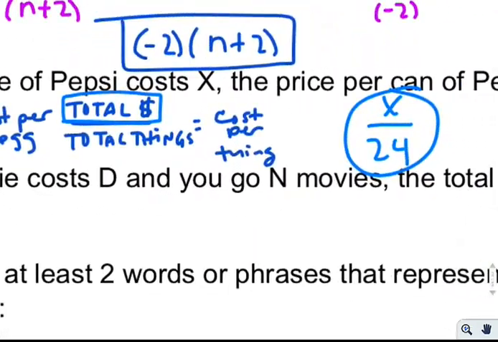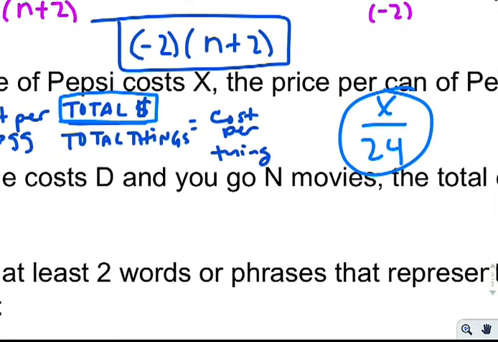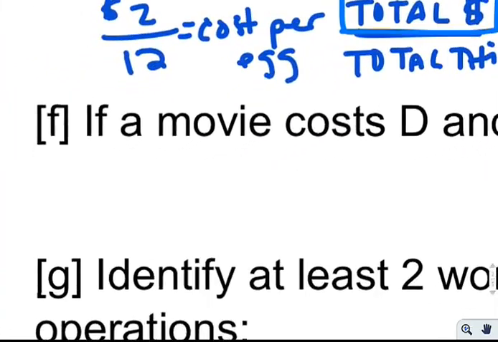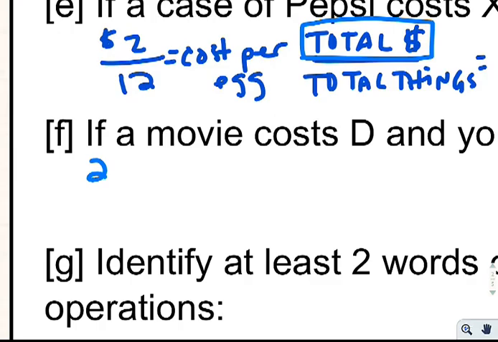Movie costs D and you go to N movies. Well, if a movie costs D dollars and you go to N number of movies, well, let's use an example first to kind of work it out in your head. How would you calculate this? So let's say you went to two movies and each of those movies cost you $4, which I know is really cheap. Maybe you went during the day. Who knows? So two movies, $4 each. I hope you guys can see that that would totally be $8.